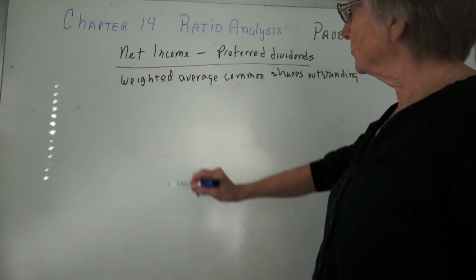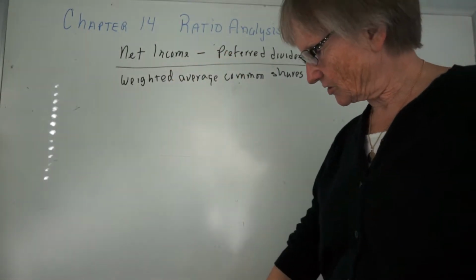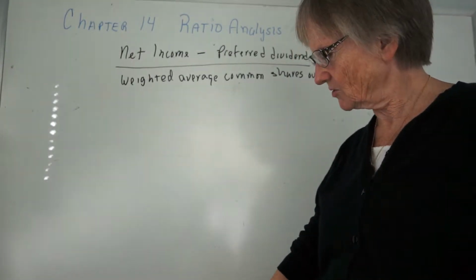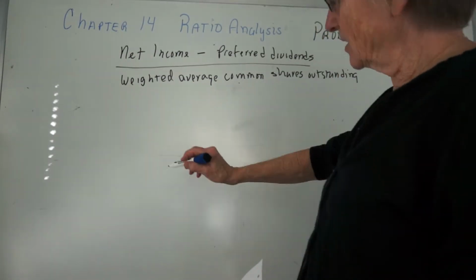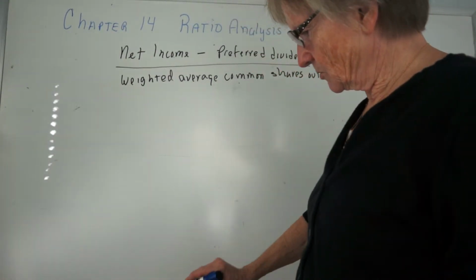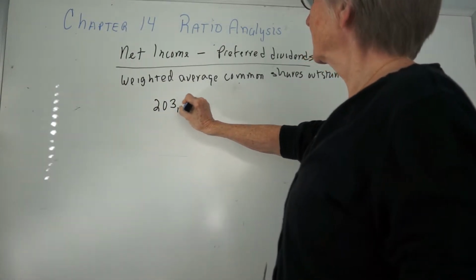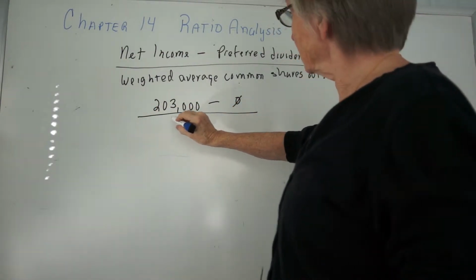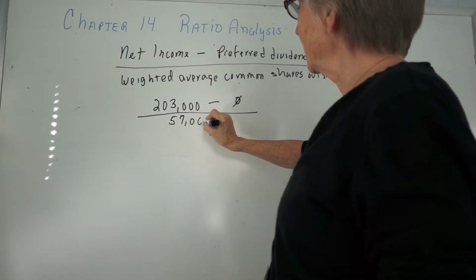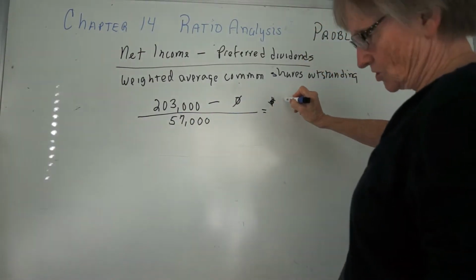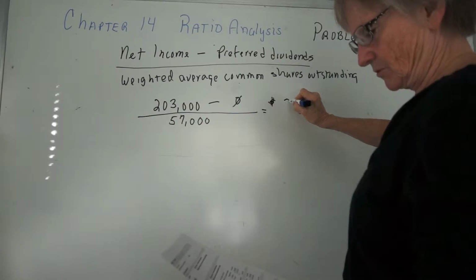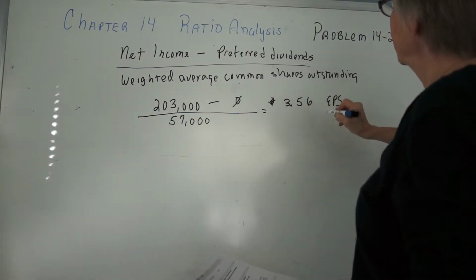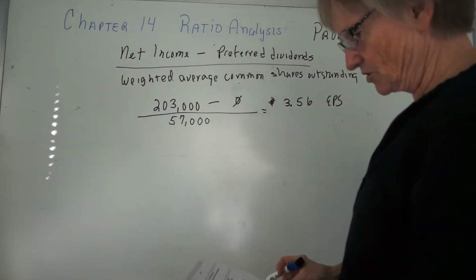In this problem, where we start with net income minus preferred dividends, we check to see, well, are there any preferred dividends? Well, there's no preferred stock. We look at the stockholders' equity section of the balance sheet, and there's only common stock. We go to the most recent income statement, and we see that net income is 203. We know that there's no preferred dividends. And then the weighted average common shares outstanding, they give us at 57,000. We divide that out and we get our earnings per share of $3.56. So that's your earnings per share.